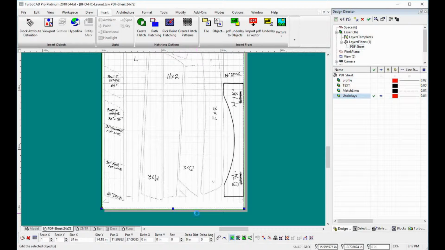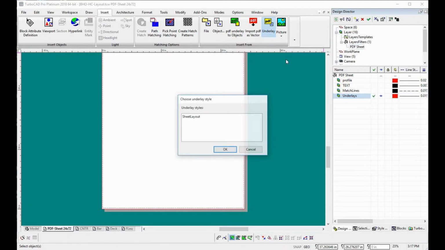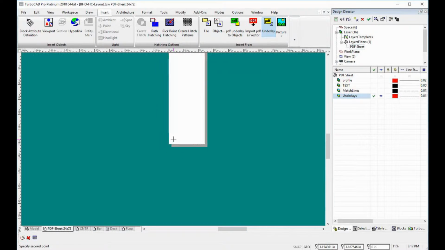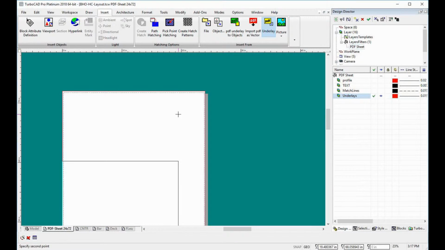Let me go ahead and remove this one and reinstall it. So here we go. I'm going to pick my PDF scan, and it wants me to start it from the lower corner of the sheet. This happens to be a 24 by 72 inch sheet, and the scan was designated as a 24 by 72 inch sheet by the operator.